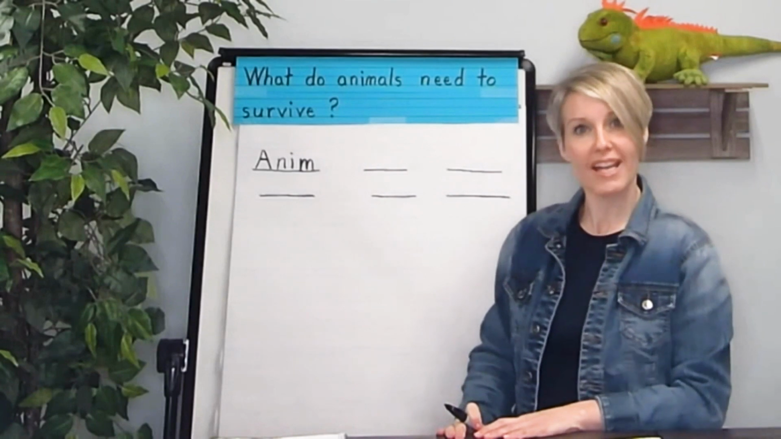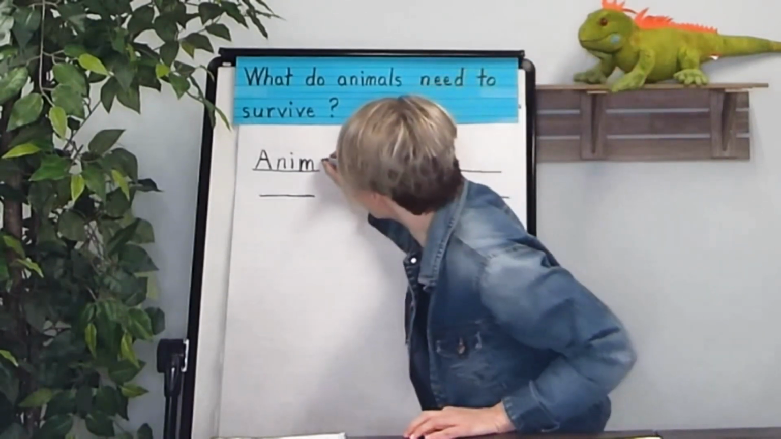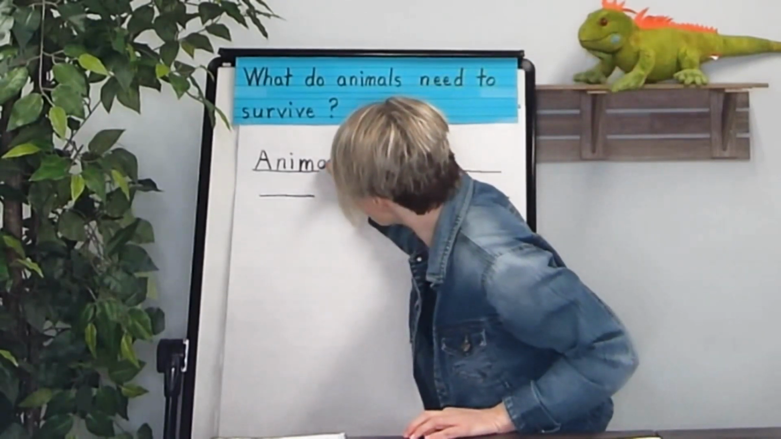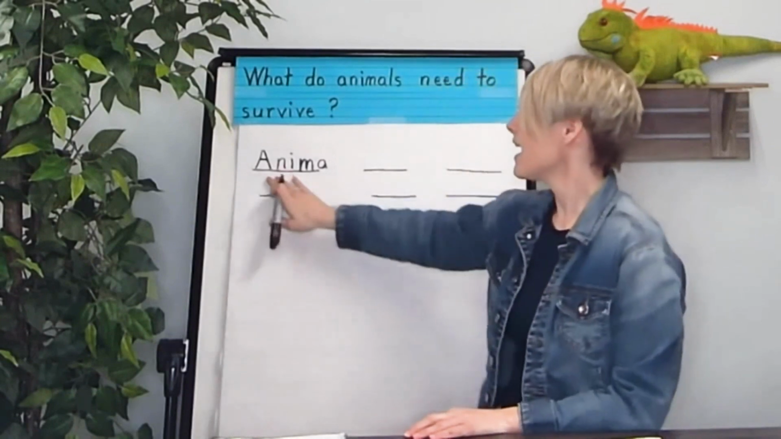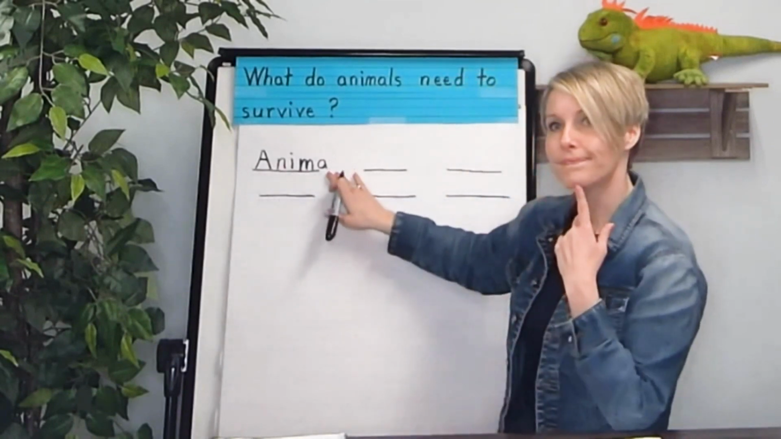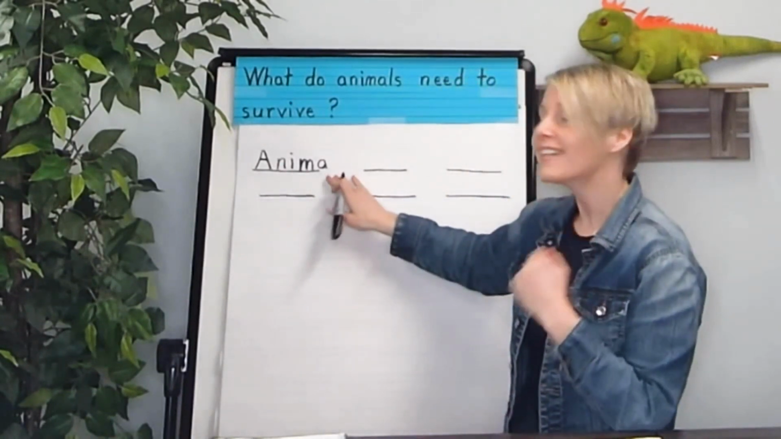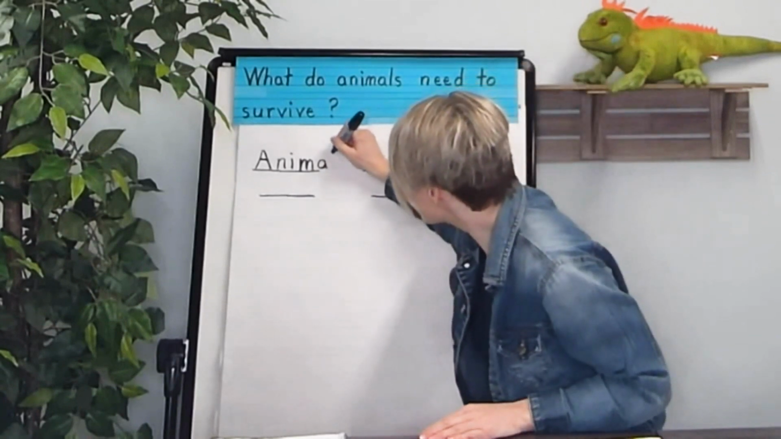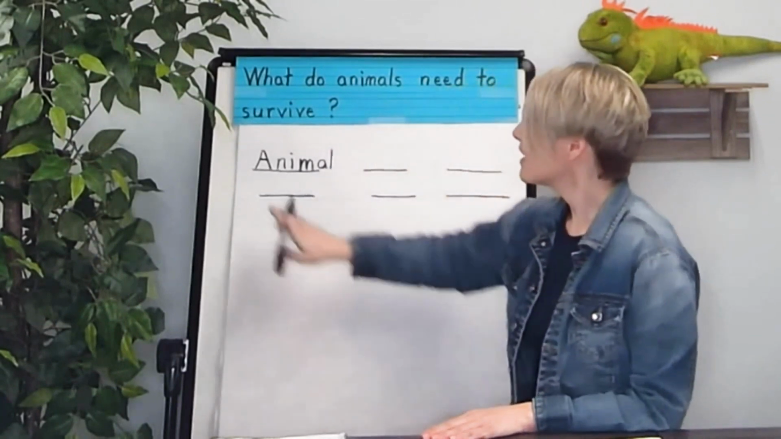Watch how I make a lowercase a. Make a C, close it up, and little line down. An, im, a. Lowercase L. It starts at the top and all the way down. Animal.